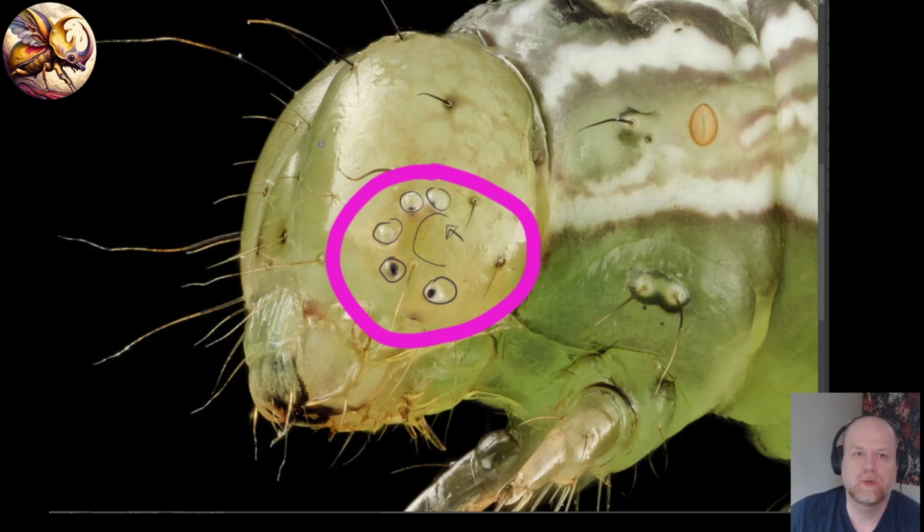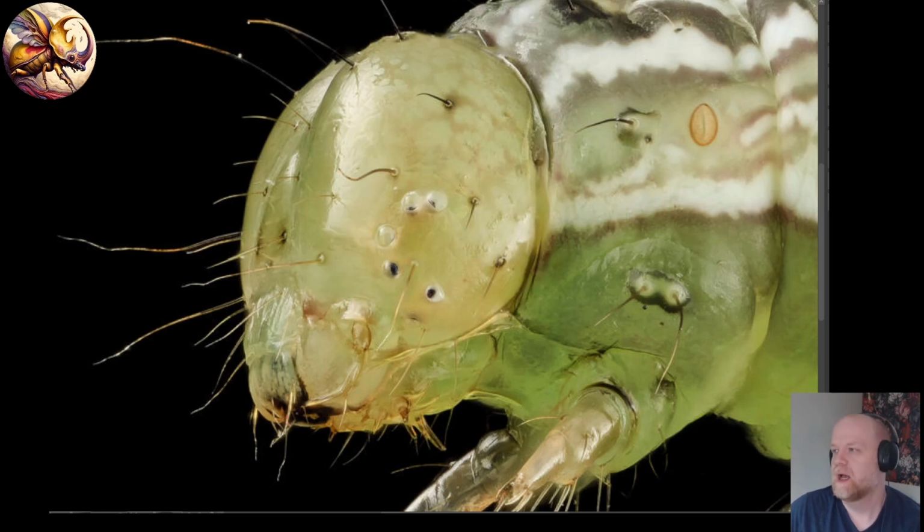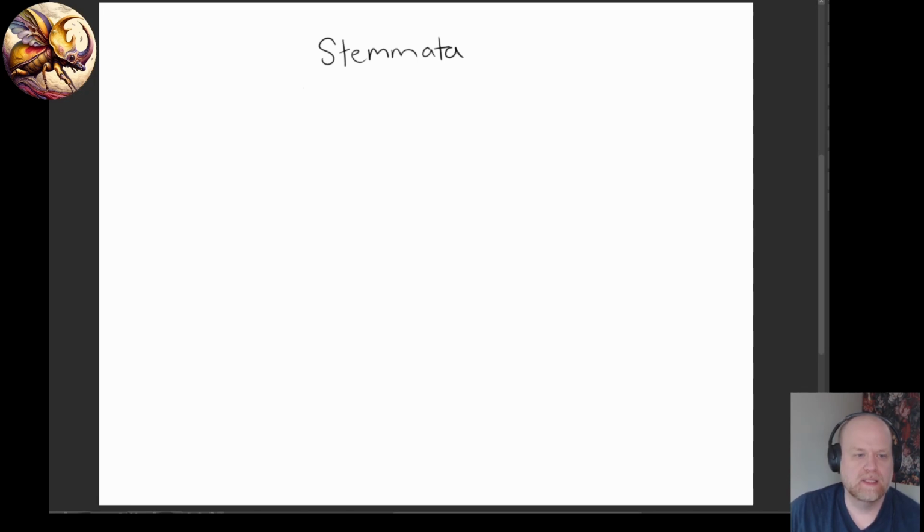So we're going to go through all of the eye structures. We're just going to do a quick couple of drawings of cross sections of each of these eye structures. We're going to start with the stemmata. This is by far the simplest structure, and then we'll work up to the compound eyes. So let's get a blank page here.